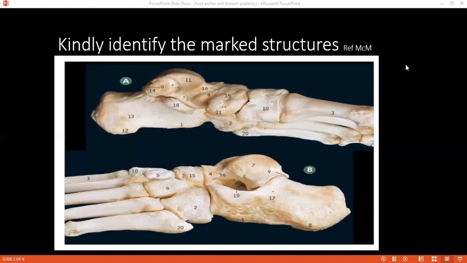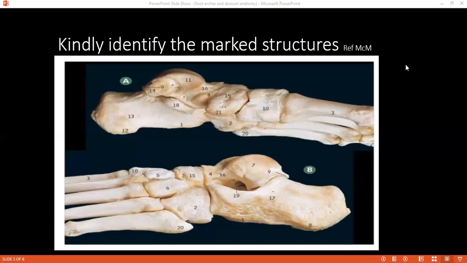Can you mention the ligaments and the muscles? For the medial longitudinal arch, the muscles would be tibialis anterior and tibialis posterior, short muscles of the big toe, and flexor hallucis longus. And then for the lateral longitudinal arch, the ligaments would be the interosseous ligament, plantar aponeurosis, and short plantar ligament.